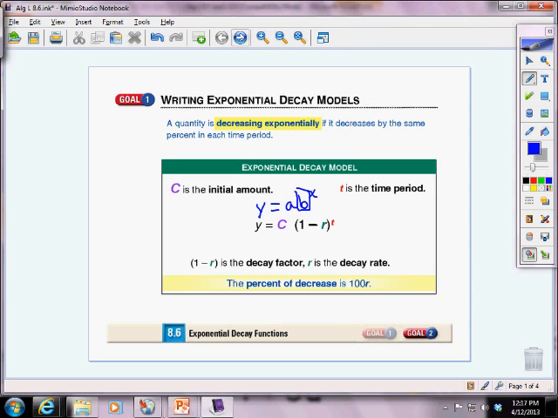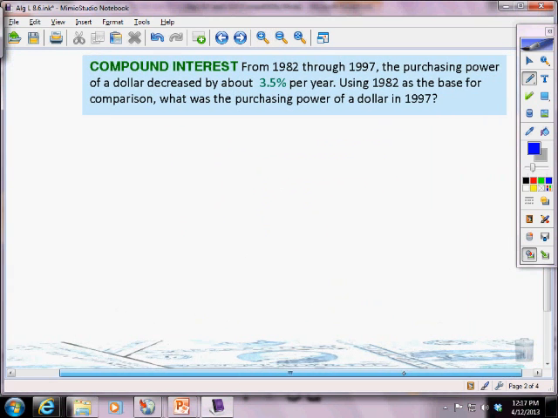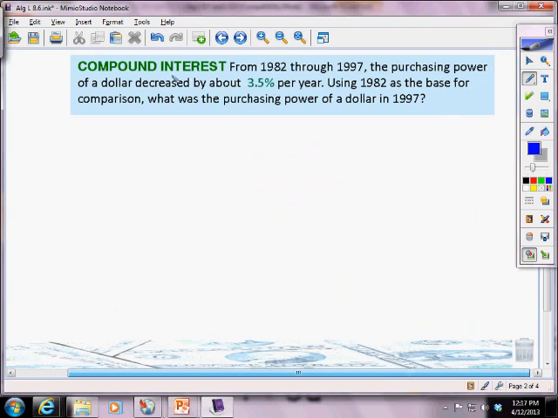So let's look at an example. It says from 1982 through 1997, the purchasing power of a dollar decreased by about 3.5% per year. Using 1982 as a base for comparison, what was the purchasing power of a dollar in 1997?